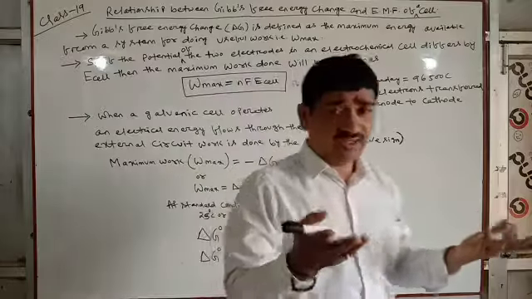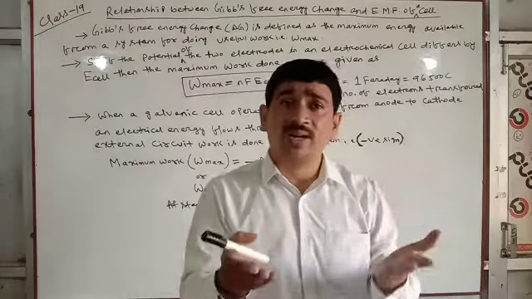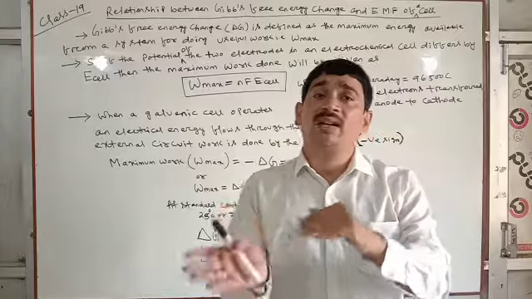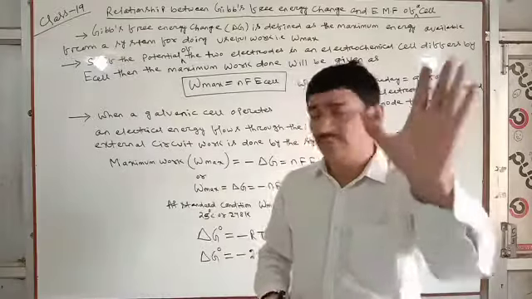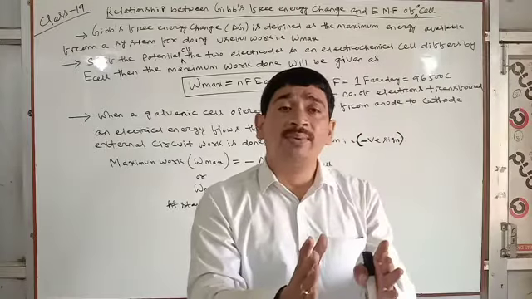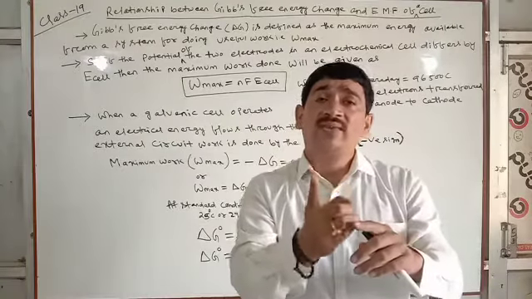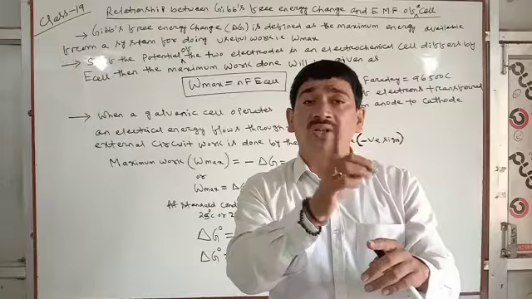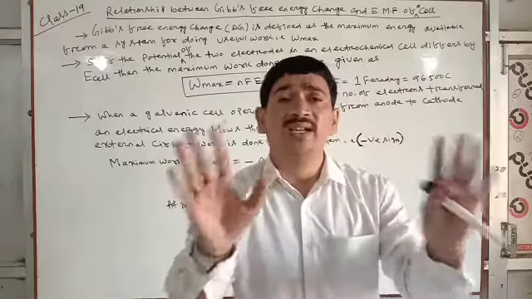Why do we find E cell? Simply, we are calculating the EMF of this cell. The algebraic difference between the electrode potentials of two cells is called the EMF of the cell. What is E cell? EMF of the cell. How can we calculate the EMF of the cell? Simple. The algebraic potential difference between the two electrodes gives the EMF of the cell.